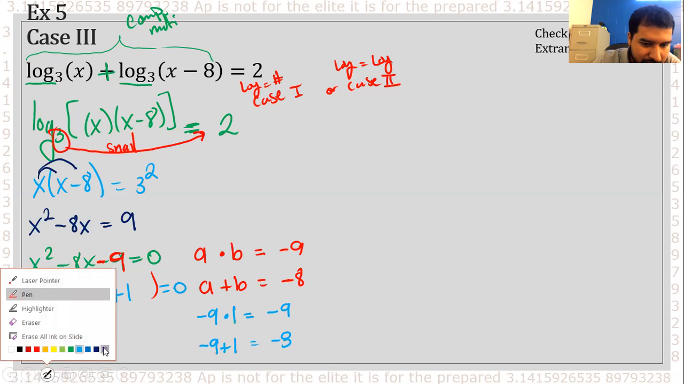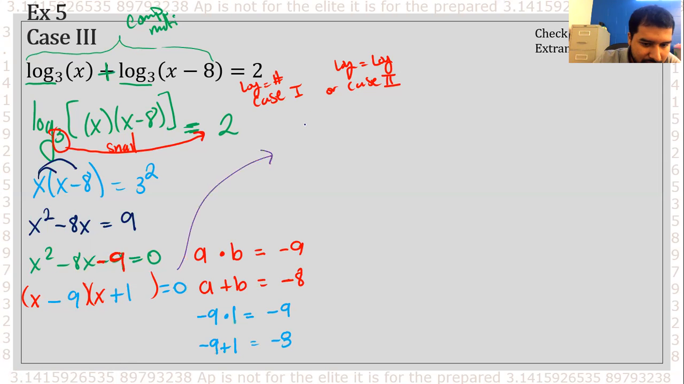So I'm going to go ahead and write everything over here to give myself more space. So I have x minus 9 is equal to 0, and x plus 1 is equal to 0. Remember, factored form allows us to take each individual factor and set it equal to 0. So I can solve for this. x is equal to positive 9 and x is equal to negative 1.